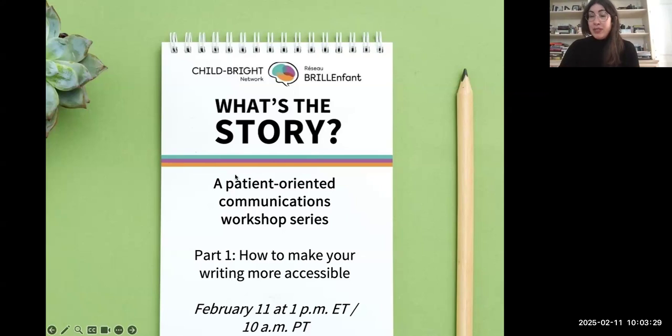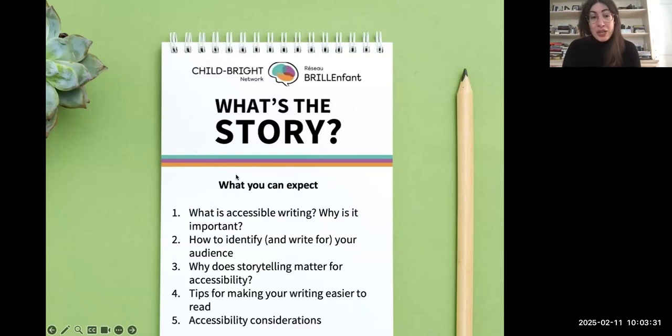So what we'll be doing today, I can run that down very quickly. On the menu, we're going to be starting with, well, what is accessible writing? What do we mean by that? Why is it important? How to identify and write for your audience. Why does storytelling matter for accessibility? We're going to provide some tips for making your writing easier to read, and we're going to end with some basic accessibility considerations around use of images, how to write alt text, all that fun stuff.